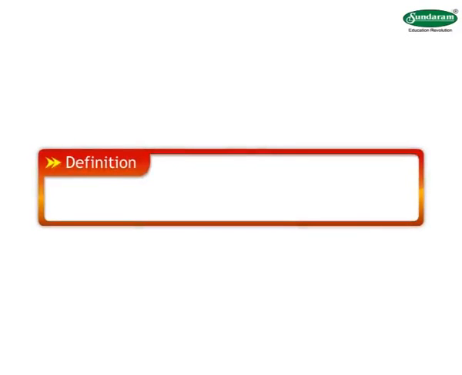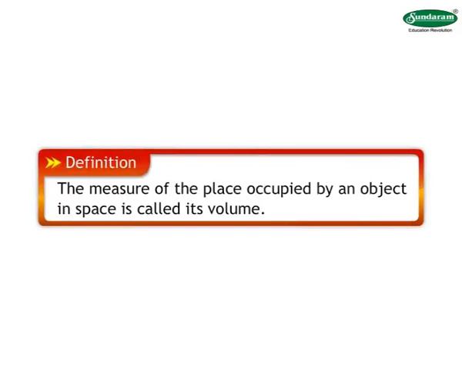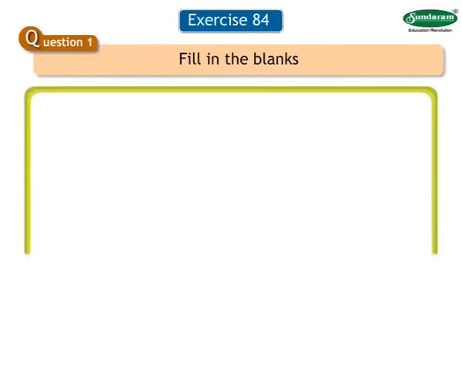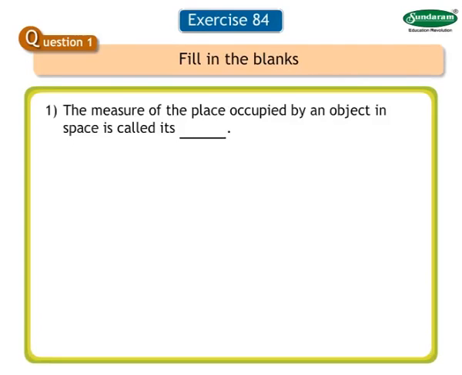In the previous class, we have studied about volume. The measure of the place occupied by an object in space is called its volume. Let us revise through exercise 84. 1. Fill in the blanks. 1. The measure of the place occupied by an object in space is called its volume.